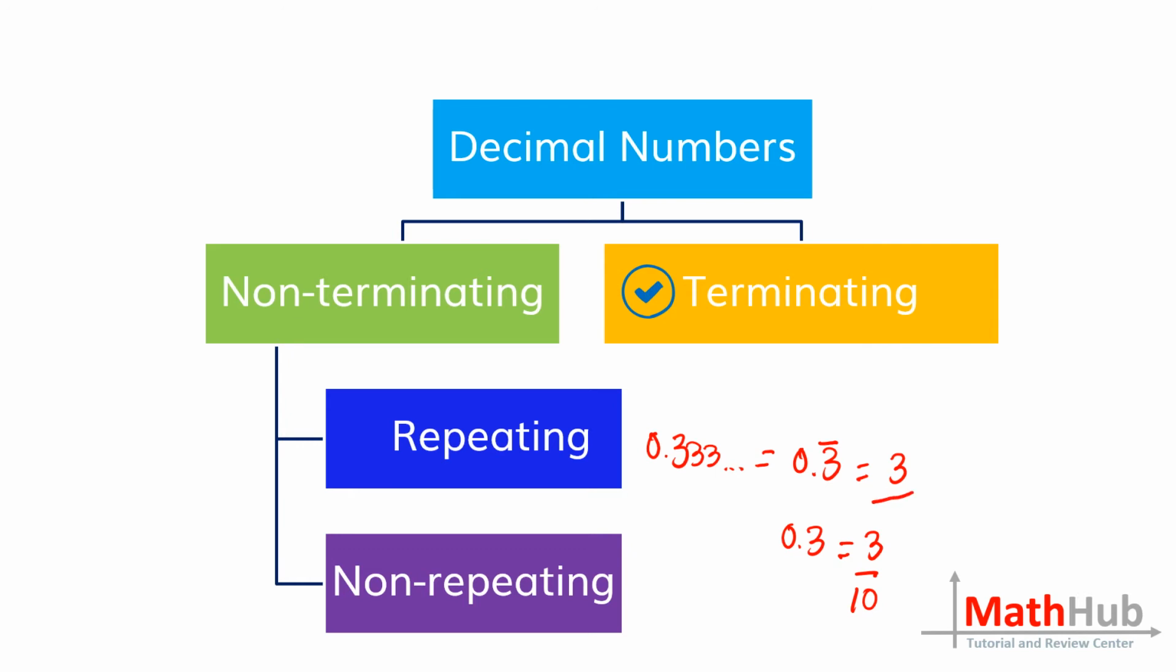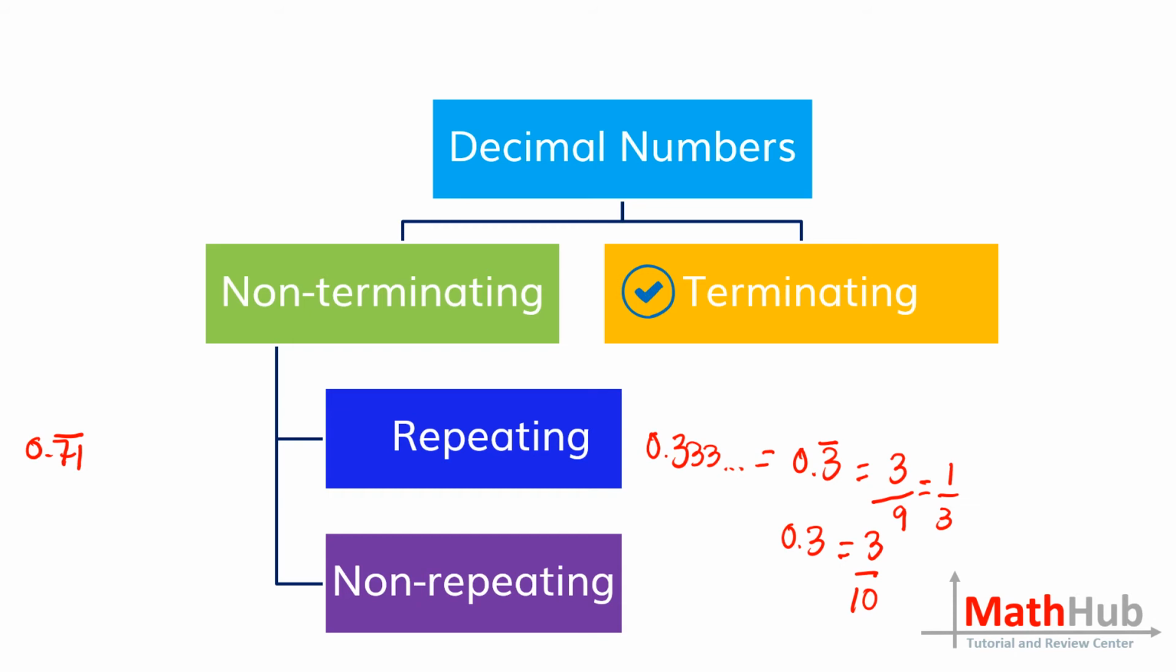However, the denominator would be 9. The number of decimal places will determine the number of nines that you will need for the denominator. So 0.3 bar is 3 over 9, or 1/3.